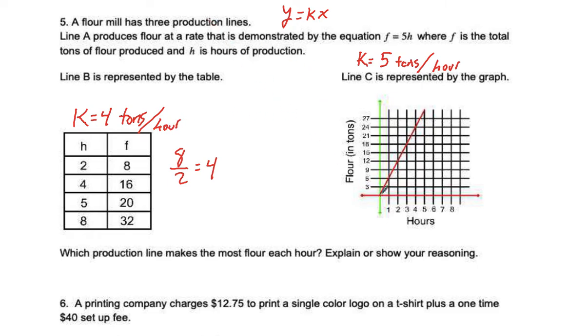And then we look at the graph. In the graph, we notice, first of all, that it's proportional because it goes through the origin. Proportional graphs always go through the origin. And we can see that in 1 hour, they produce 6 tons of flour. In 2 hours, they produce 12 tons of flour. 3 hours, 18 tons, and so on. So that gives us a K value of 6 tons per hour.